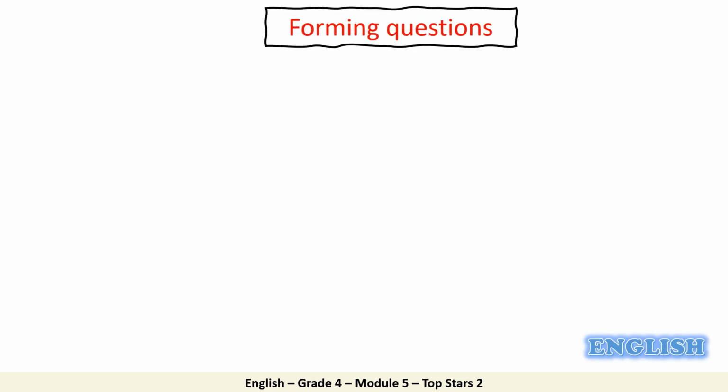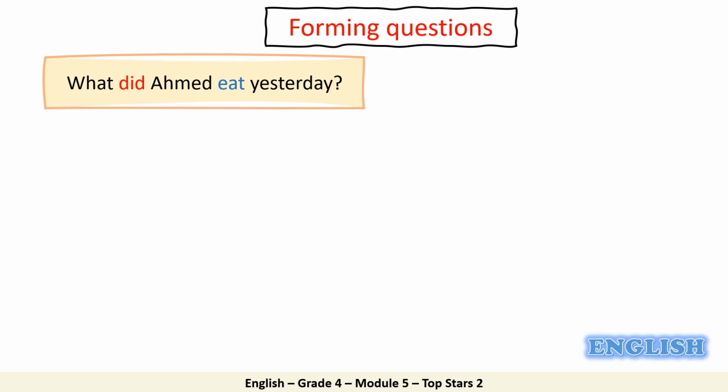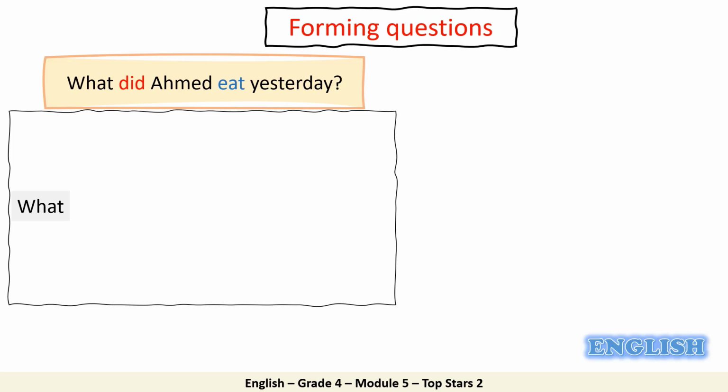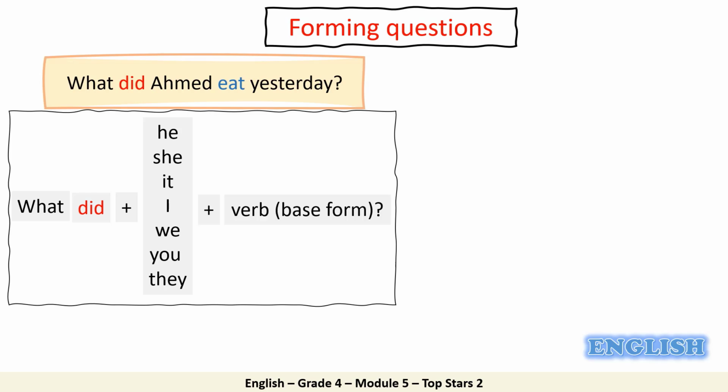Forming questions. Read the question with me. What did Ahmed eat yesterday? How did we form this question? We started with what? And then we used did because we're talking about the past. After that, we have the name of Ahmed, or we can use a name of more than one person, or I can use a pronoun like he, she, it, I, we, you, or they. And then what do I use? Look at the word in blue. This is the verb, the action verb, and I use it in the base form.